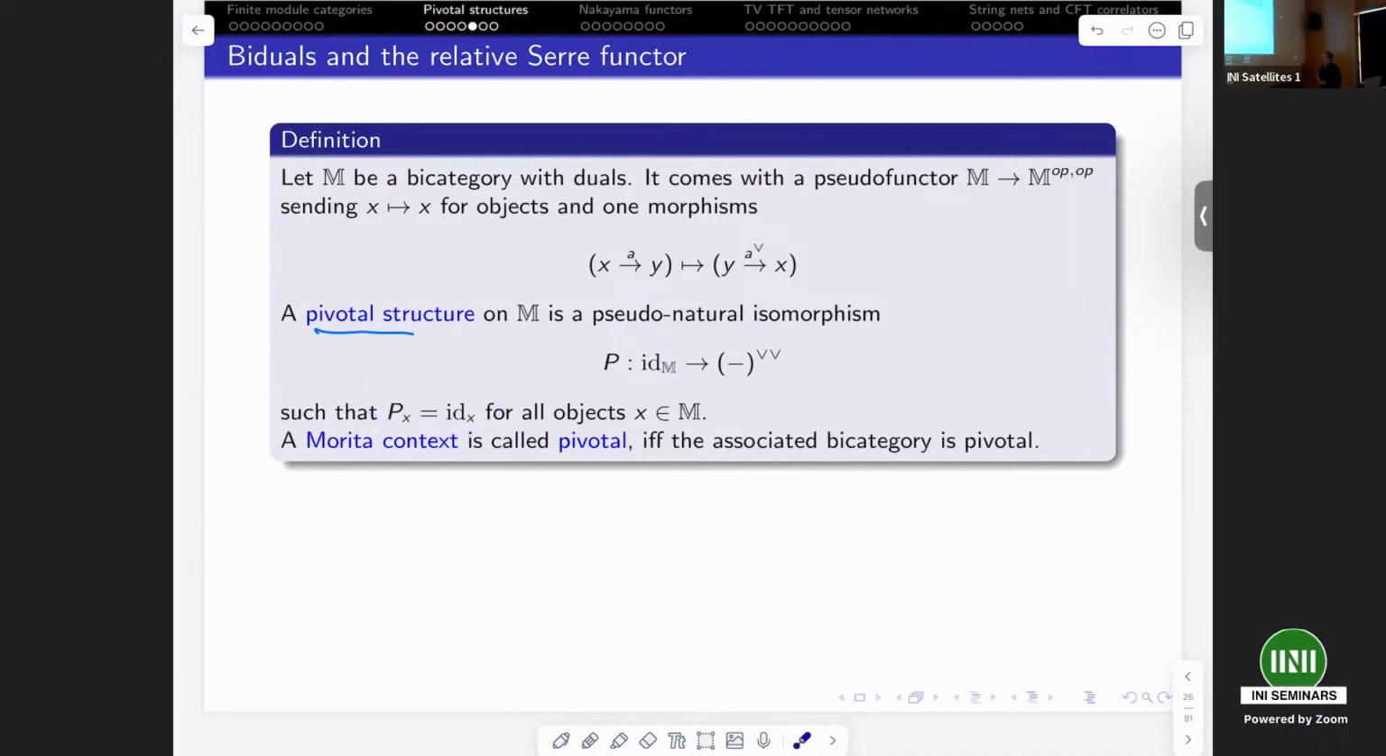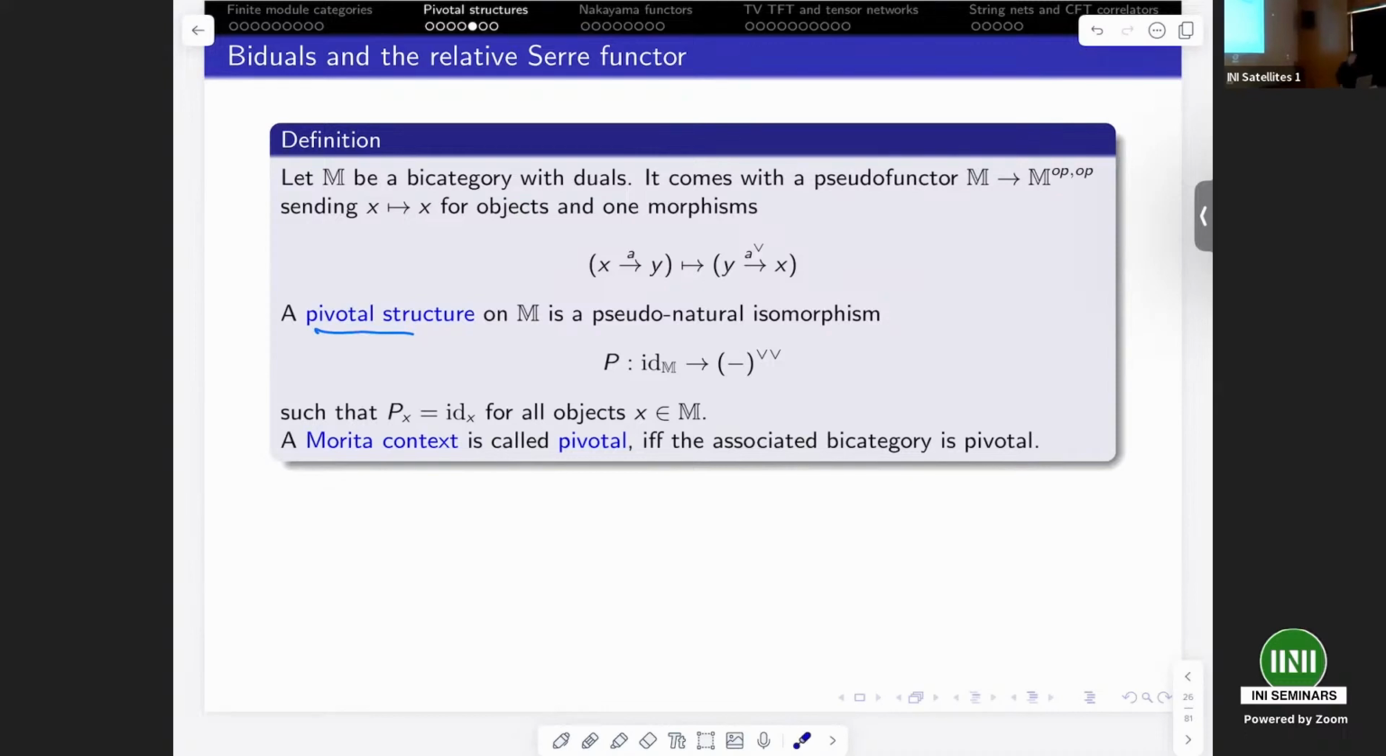You can drop this, and you're getting an interesting structure, which is called quasi-pivotal structure. It is natural just precisely because of this bi-categorical point of view. We are not going to use this here, but I just wanted to point this out.